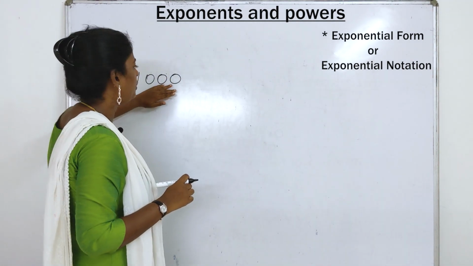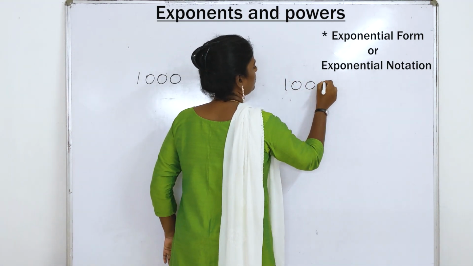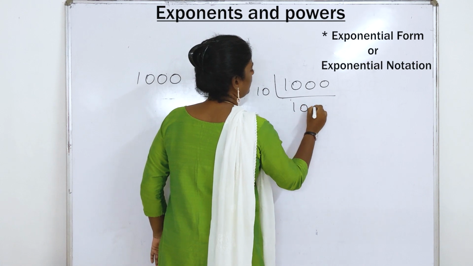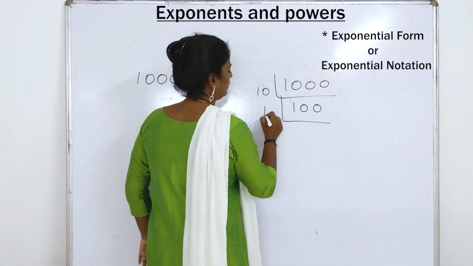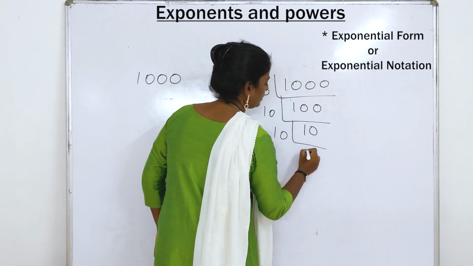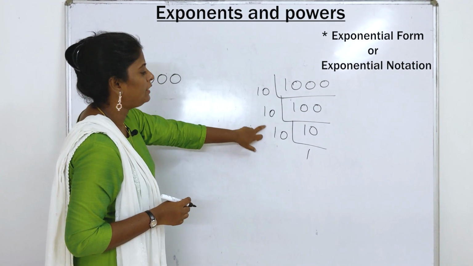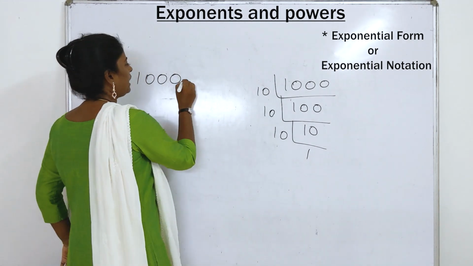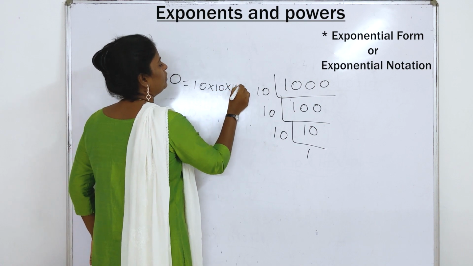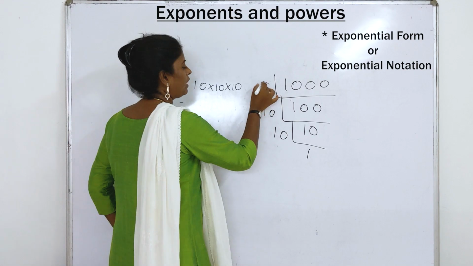So the given number should be factorized first. So 1000 is factorized and we will have the final answer. The factors are 10 into 10 into 10. So 1000 can be written as 10 into 10 into 10. How many tens are here? We have 3 tens. These are the factors.